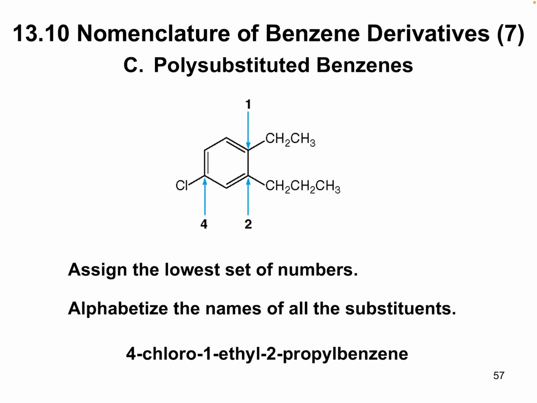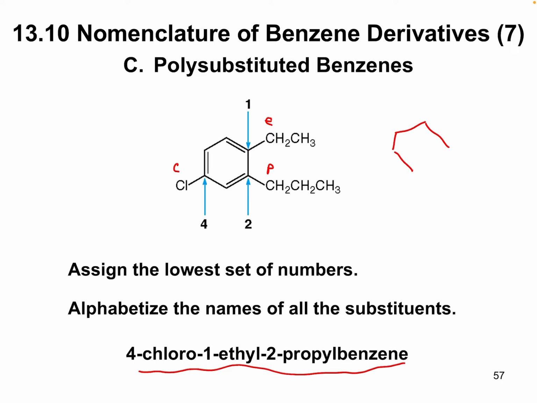So here we see an ethyl group, a propyl group, and a chloro. So ethyl, propyl, and chloro. In terms of lowest possible numbers, the lowest numbers that we can count around here is 1, 2, 4. And then in terms of alphabet, chloro comes before ethyl, comes before propyl. So anyway, this ends up being 4-chloro-1-ethyl-2-propylbenzene.